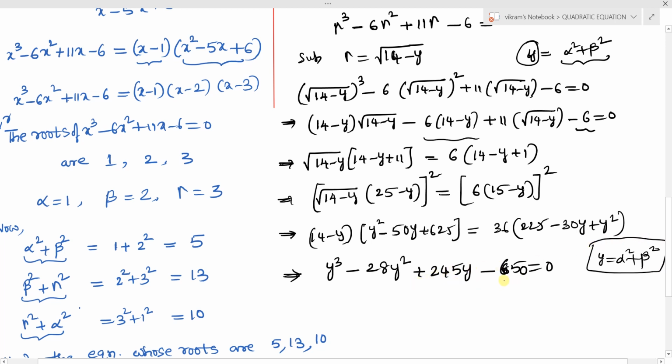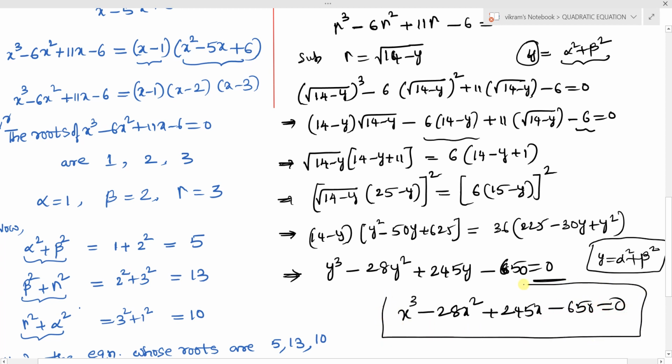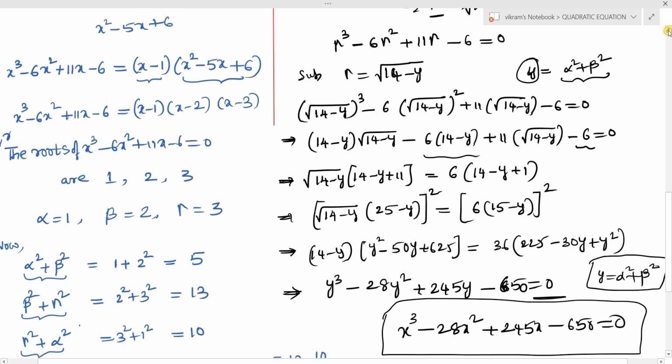Then the equation having alpha square plus beta square, beta square plus gamma square and gamma square plus alpha square as the roots, we can write in terms of the variable x as x cube minus 28 x square plus 245 x minus 650 is equal to 0. Are you getting? So here we have two methods to solve these type of questions.